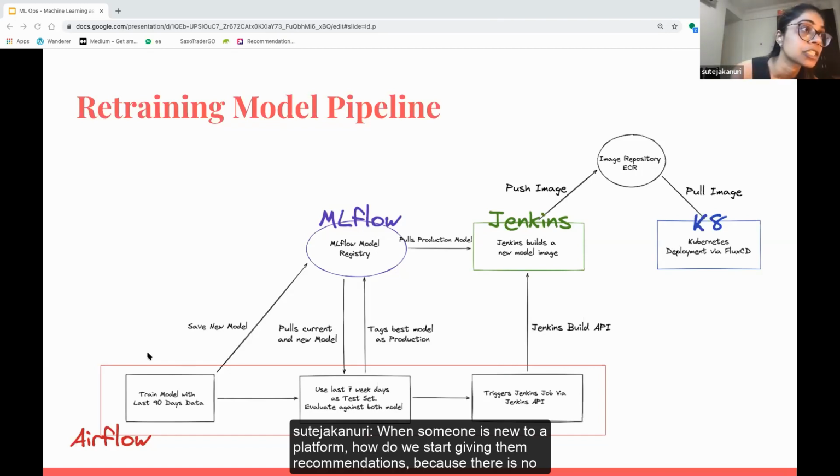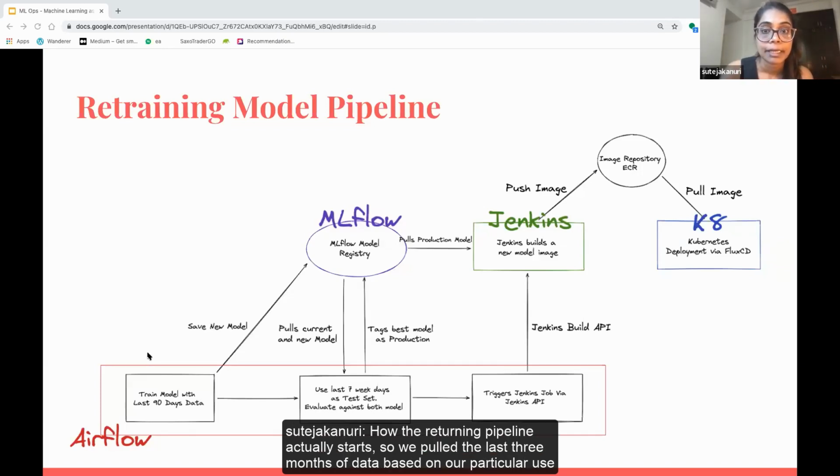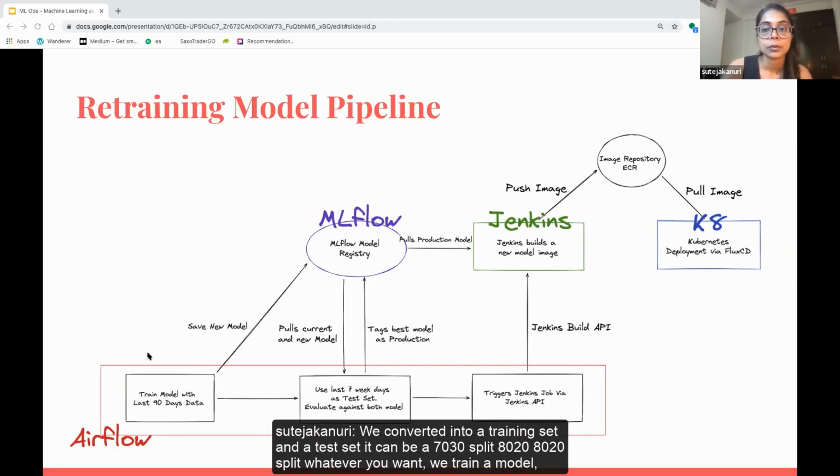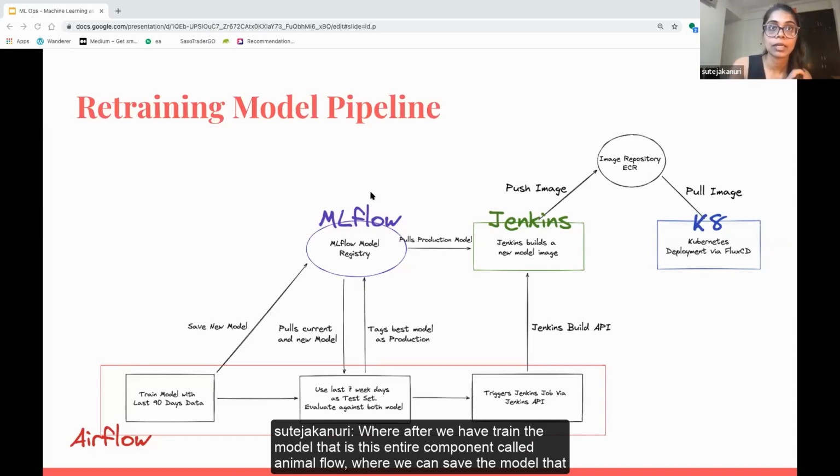So let's move on to the first box in the bottom left, which is how the retraining pipeline actually starts. So we pull the last 3 months of data based on our particular use case. We convert it into a training set and a test set. It can be a 70-30 split, 80-20 split, whatever you want. We train a model using the training set, where after we have trained the model, there is this entire component called MLflow where we can save the model that we have tuned.